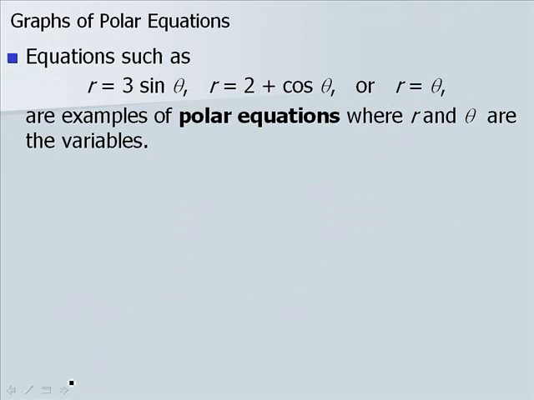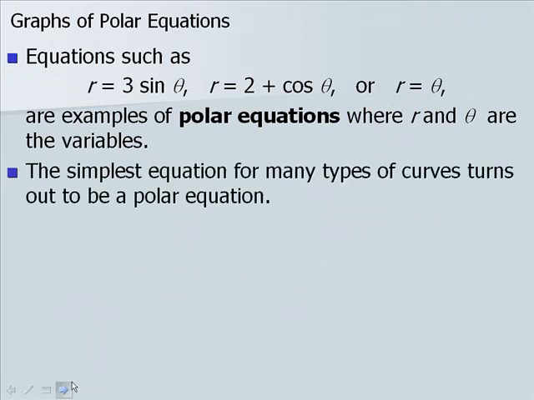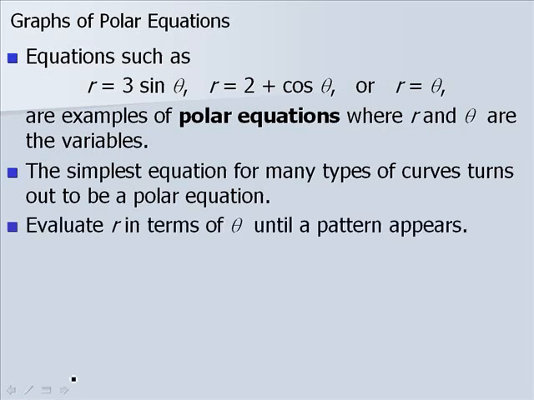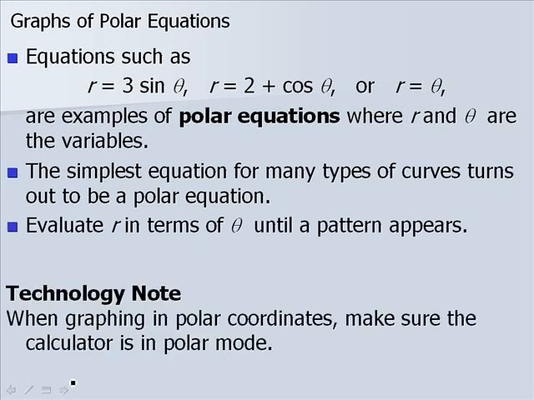Equations such as r equals 3 sine of theta, r equals 2 plus cosine of theta, or r equals theta are examples of polar equations where r and theta are the variables. The simplest equation for many types of curves turns out to be a polar equation. To graph, we evaluate r in terms of theta until a pattern appears. One technology note: when graphing in polar coordinates, make sure the calculator is in polar mode.